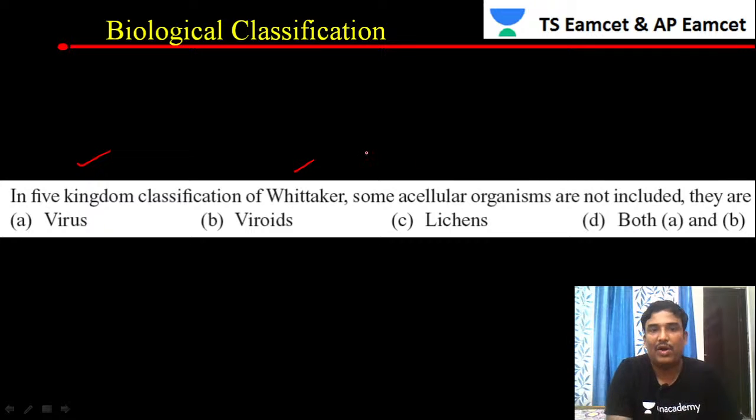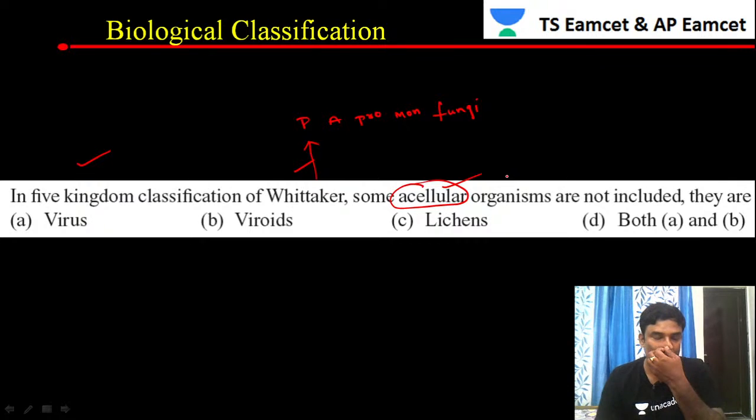According to Whittaker's classification, the 5 kingdoms include Plantae, Animalia, Protista, and Monera, and the 5th kingdom he introduced is Fungi. But he did not place the virus, because viruses are acellular organisms. They could not find a place in the 5 kingdom classification proposed by Whittaker. That is the reason virus was not included. Not only virus, but also viroids. Virus and viroids both do not have a place in Whittaker's classification.